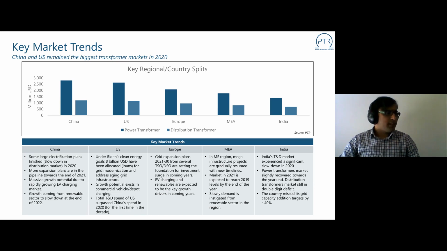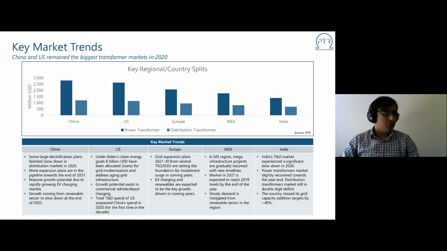In terms of the growth potential within EV charging for the US, once again, we'll discuss this in detail in the next section. Commercial vehicle or depot charging will be a huge factor for the US because unlike some of the other markets, it's not only the passenger electric vehicles, it's beyond passenger electric vehicles where the growth is expected in the US market. Overall, T&D spend, we'll see a dedicated slide on this as well.